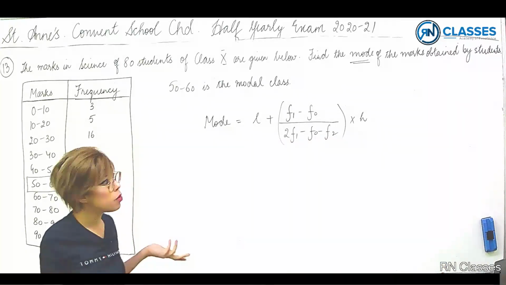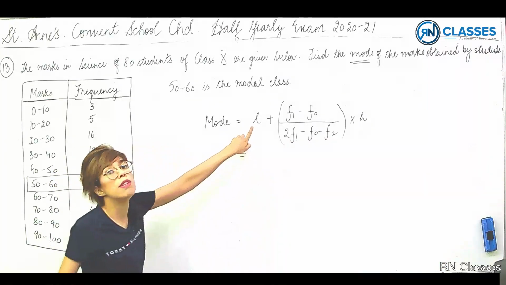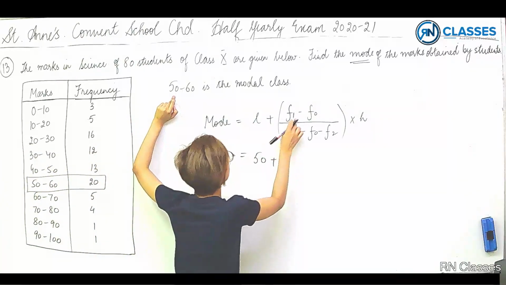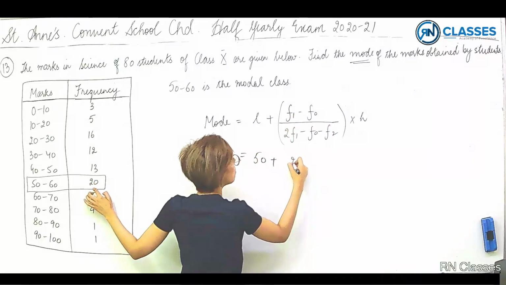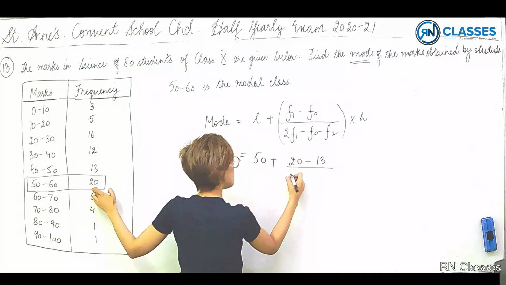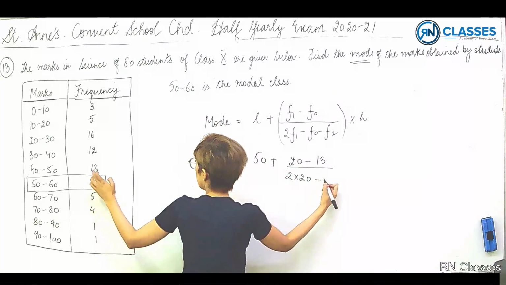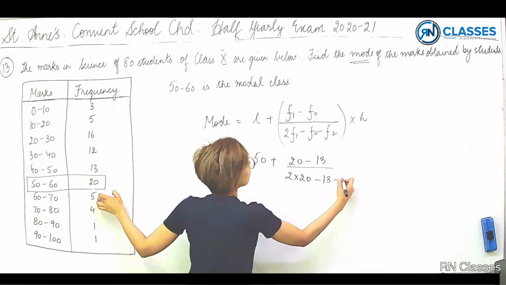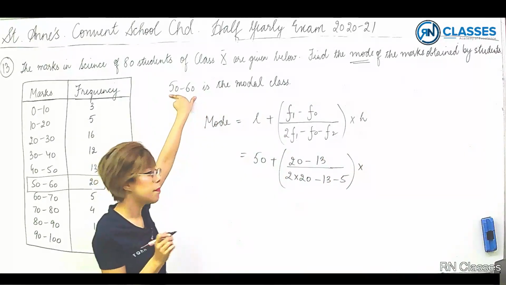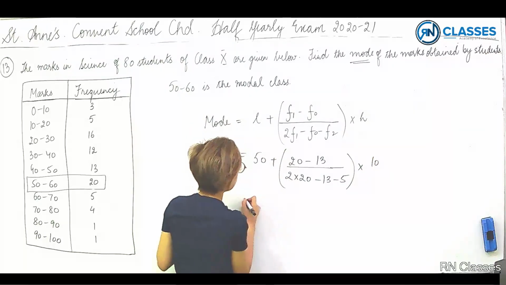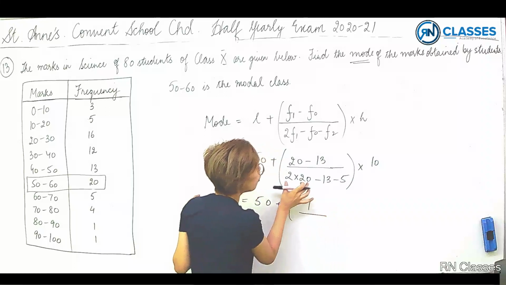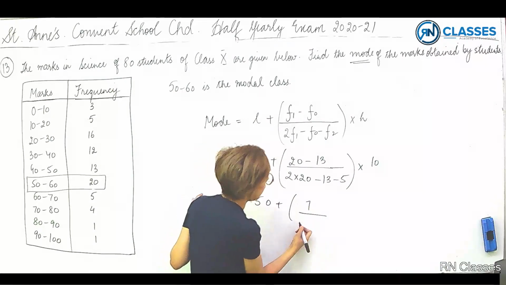So let's just substitute the values. Lower limit obviously of the modal class, which is 50, plus F1, frequency of the modal class, 20 minus 13, whole divided by 2 into 20 minus F0, 13, minus 5, into class size. Obviously, it is 10, right? Okay, so let's just simplify. So 50 plus, this is 7, divide by 40 minus 18, so that is what?